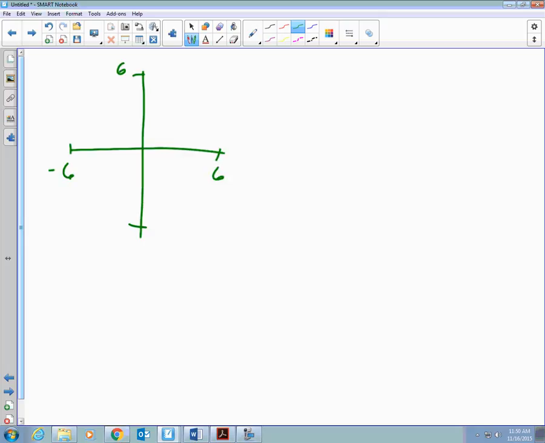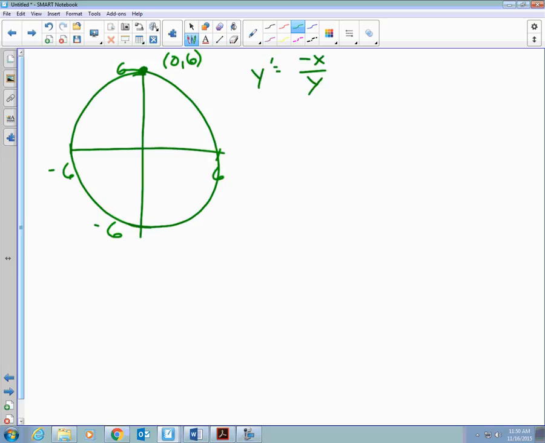So as I sketch this graph right here, look at this coordinate right there. What is that coordinate? 0, 6. What is the slope at that spot? 0, right? Well, notice if you plug it in, we said y prime is equal to negative x over y. Well, if you plug in 0 for x and 6 for y, you get negative 0 over 6, which is 0.